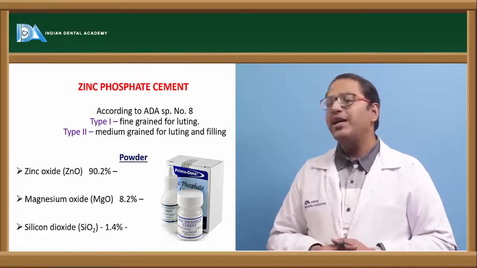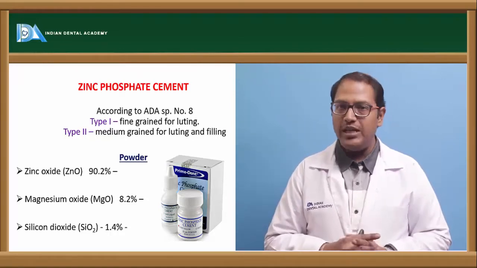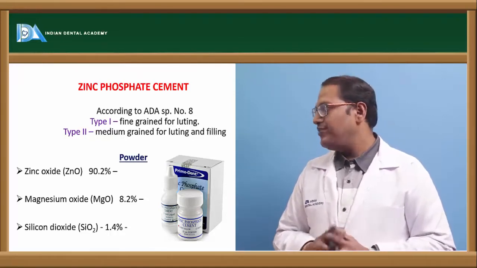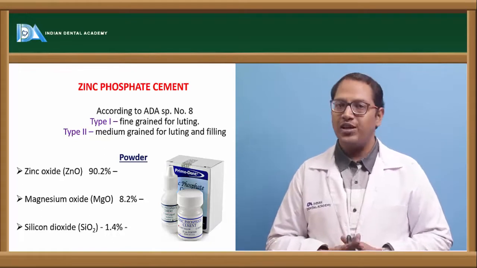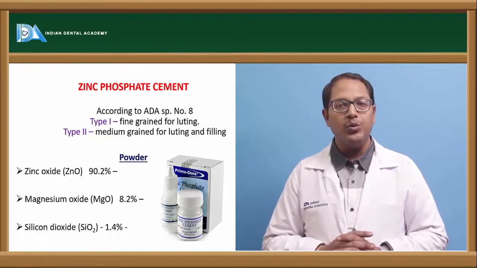So, according to ADA specification number 8, it is classified into two types, type 1 and type 2. The type 1 is for luting and type 2 is for restoration. Almost all cements are classified the same. Now coming to the composition of it.